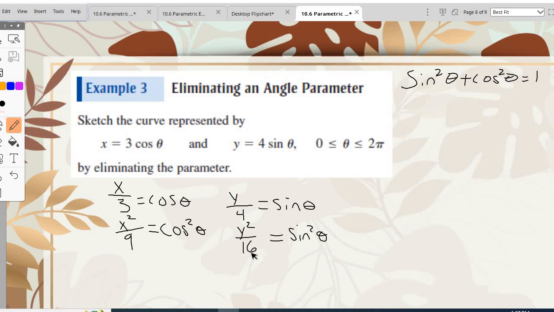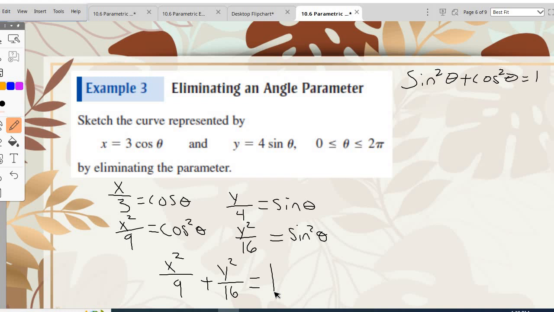Well now, do we agree that cosine squared plus sine squared equals 1? Yes, based upon our Pythagorean theorem. And if I know that x squared over 9 equals cosine squared, and y squared over 16 equals sine squared, I also know that if I add these two things together, just replacing them into that equation, I also get 1. Yes? So since I know that cosine squared is x squared over 9, I can replace my cosine squared with x squared over 9, and since I know that my sine squared is y squared over 16, I can replace my sine squared with y squared over 16. So I just get those two things added together.